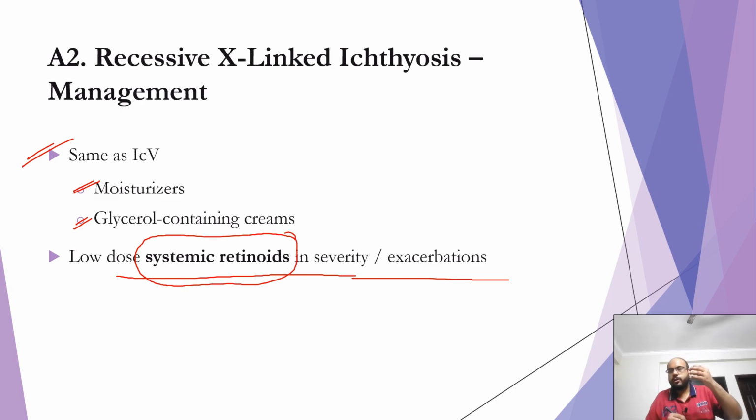Because the problem lies in retention hyperkeratosis, you have to give something that increases the proliferation of corneocytes, and that is what retinoids do. So low-dose systemic retinoids are an important modality to treat, especially during winters where the scaling can be severe and excessive. Let's move forward.